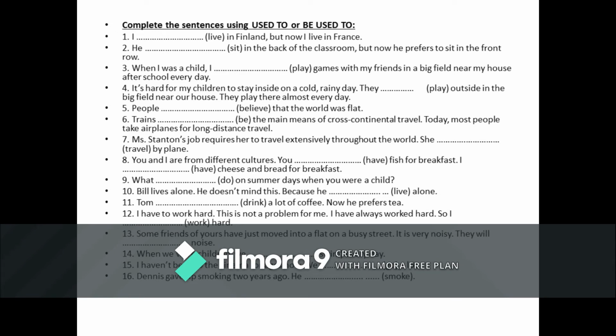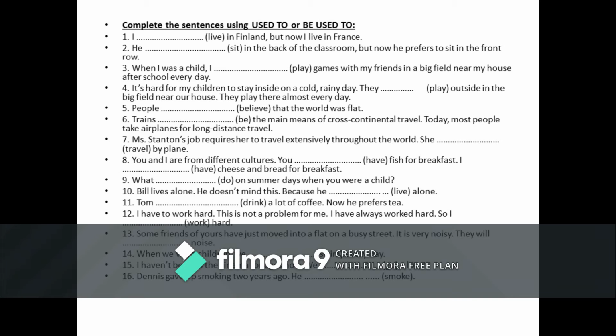Question number 7. Mrs. Stenson's job requires her to travel throughout the world. She dots travel between brackets by plane. That means that as she travels a lot, she is traveling by plane and it's familiar to her to travel by plane. So the answer will be is used to traveling.